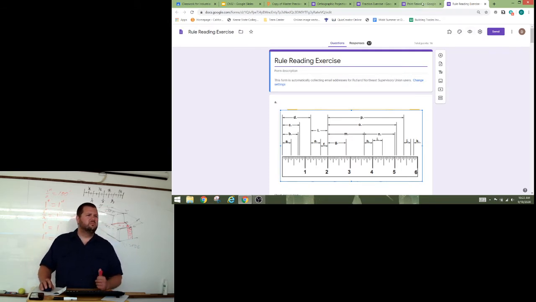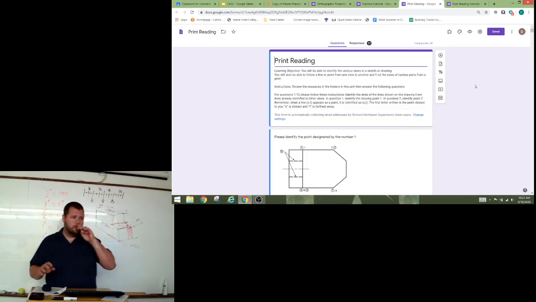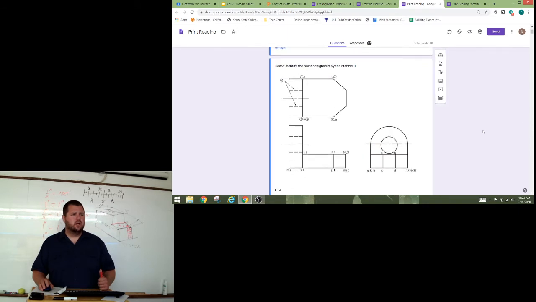Okay. Rule reading. Oh no, sorry. Let's not do that one yet. Print reading. This is the second one. This is the hardest one out of all of them. And we'll do the first one together, just like we're doing this, and then I'll show you the rest of the activities. All right, so I might have to walk forward to see it a little bit better because it's small on my screen, so I assume it's going to be small on yours.